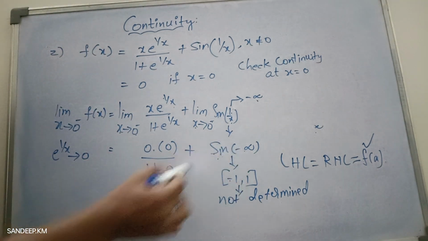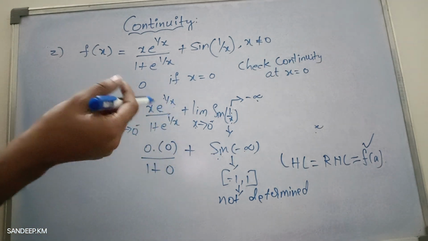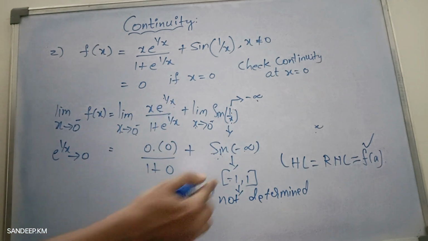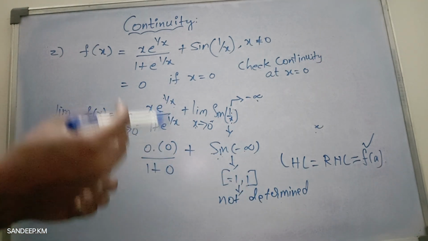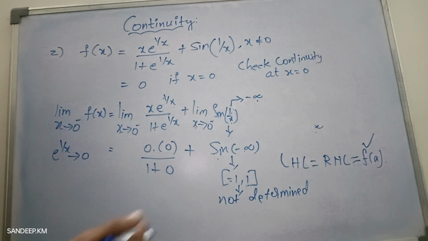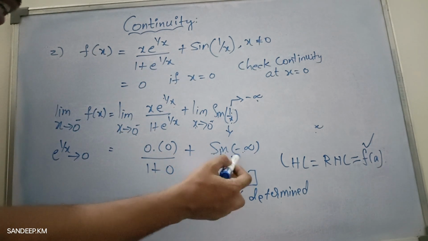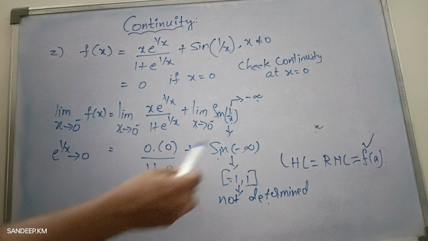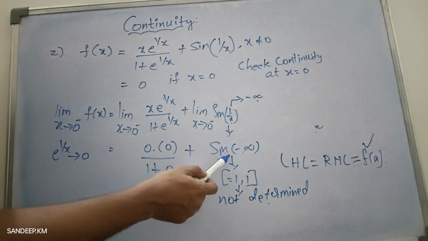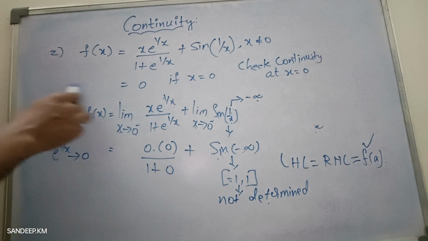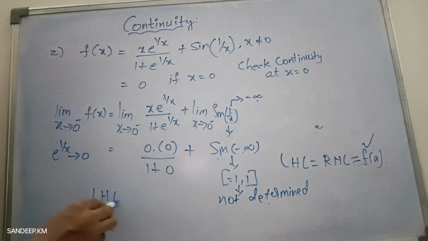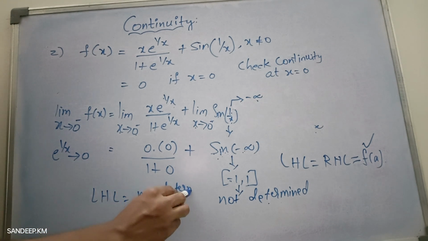Sine of minus infinity is a finite number only, between minus 1 and plus 1, but we cannot determine that value. This particular value, sine of minus infinity, is not determined. For this reason, since I cannot find the value here, I cannot determine the left hand limit. So what is the left hand limit here? It is not determined.